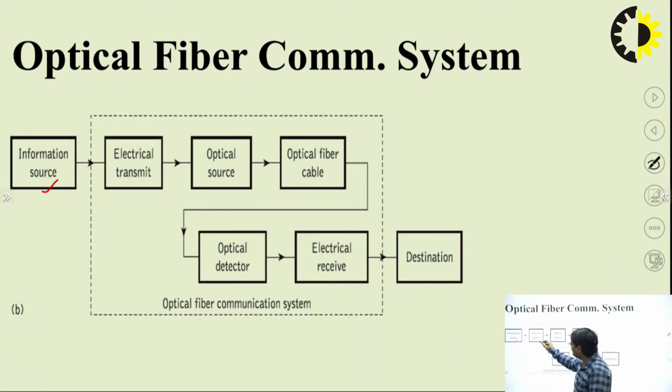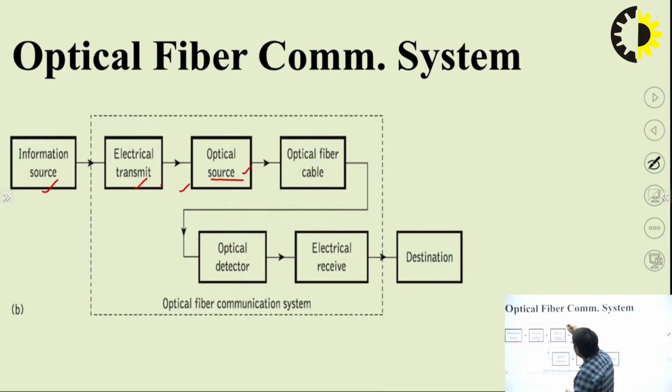Then we will have the electric transmitter. The electric transmitter will convert the information signal into electrical form, and some kind of, let's say, encoding may be performed here, and the optical source is used here. For controlling the forward bias current in the optical source, we can use some kind of drive circuitry in the electric transmitter.